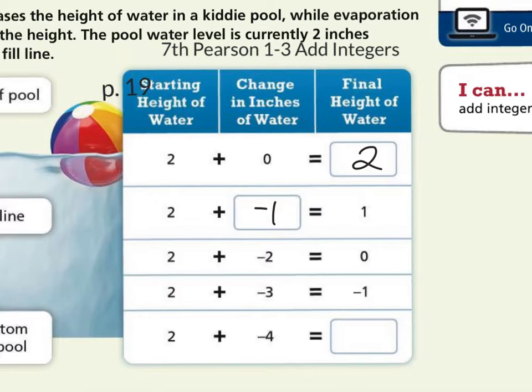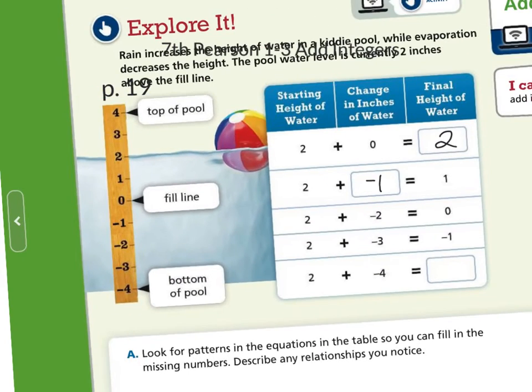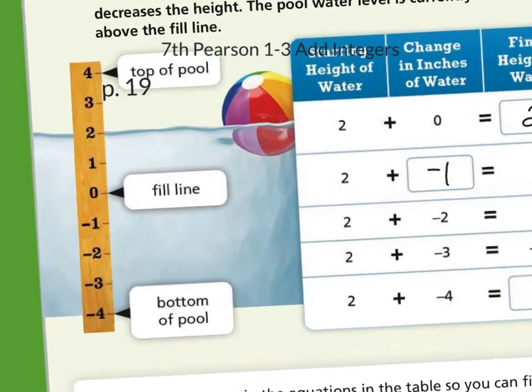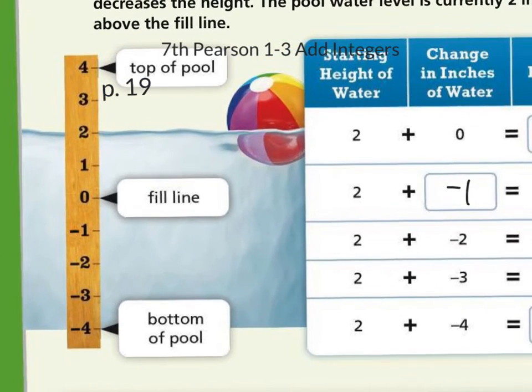The next one's filled out. 2 plus negative 2 equals 0. We had some more evaporation going there. Then we've got 2 plus negative 3 equals negative 1. And negative 1, by the way, if you look at the ruler over to the side here, it doesn't mean we have negative water in the pool. It just means we're below this fill line.